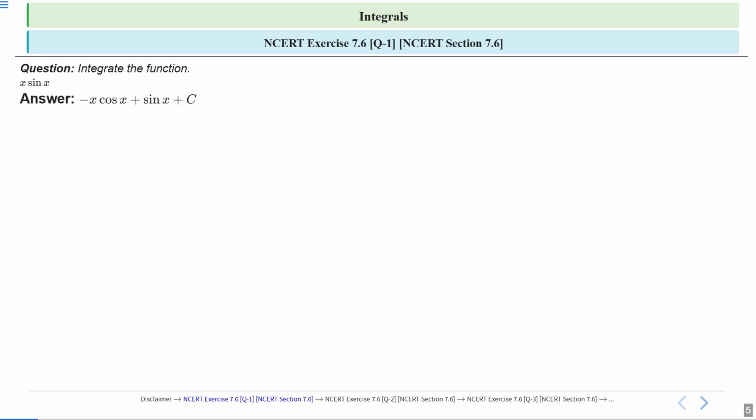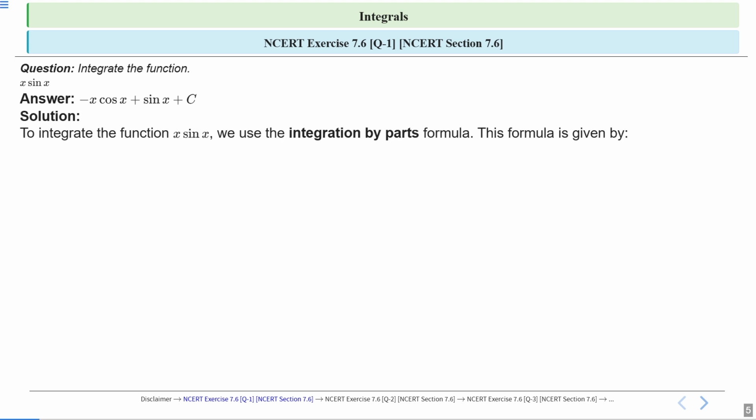So the answer is minus x cos x plus sin x plus c. Let's go to the solution part. To integrate x sin x, you use the concept of integration by parts. The formula is integration of u dv equal to uv minus integration of v du.